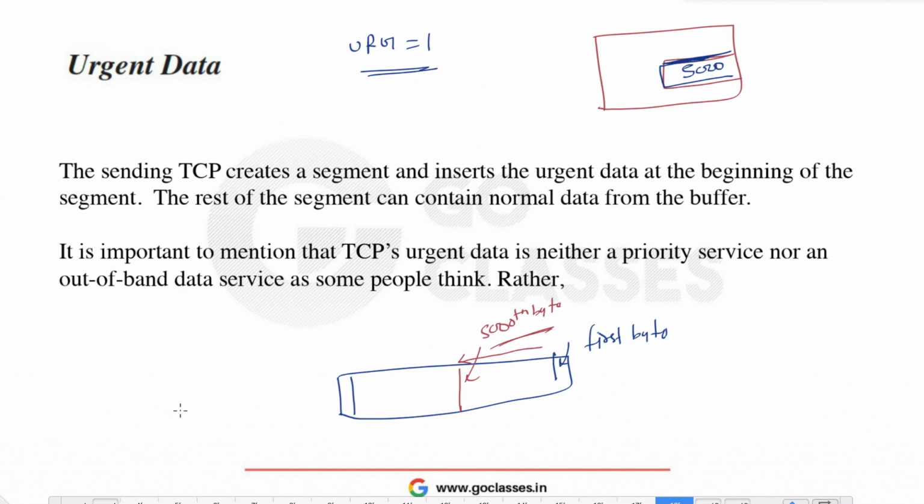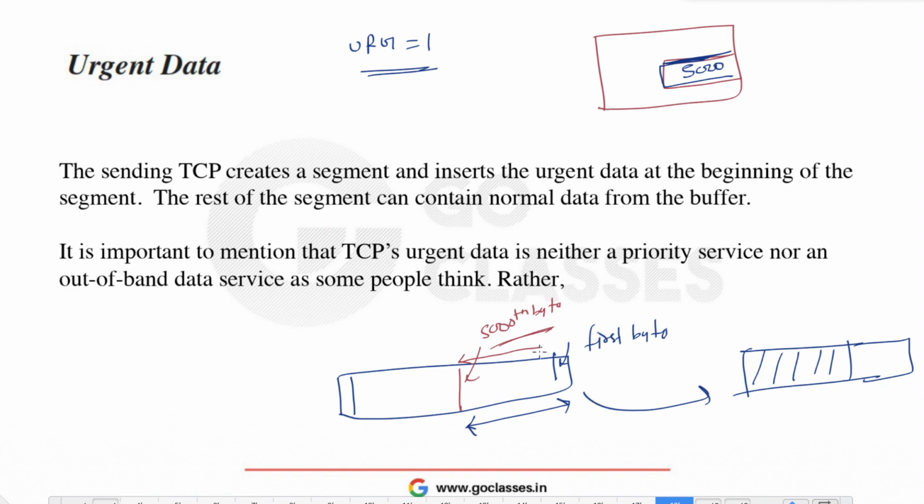Whenever it arrives at the receiver, let's suppose this is the buffer and the receiver is waiting for the data. It does not mean that this packet should be immediately pushed to the application process without waiting for the application process to consume the remaining data. It does not mean this. It only means that this data has some importance and should be treated with some special priority.